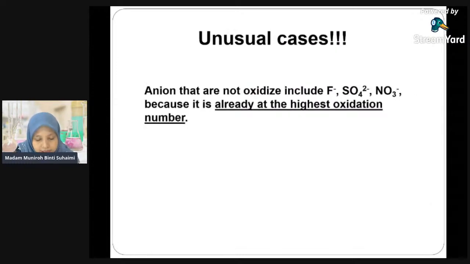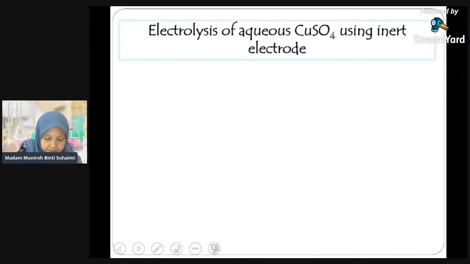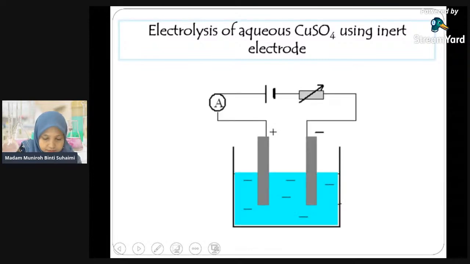Take note here. Anions that are not oxidized include fluoride ion F minus, sulfate, and nitrate, because they are already at the highest oxidation number. So these ions cannot be oxidized. Another example.